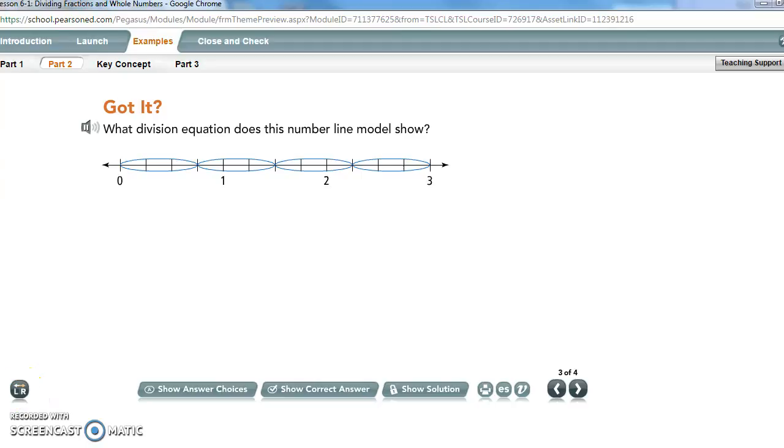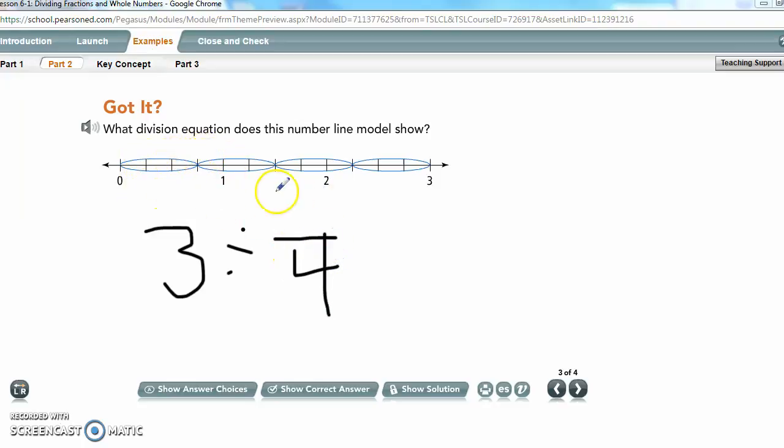What division equation does this number line model show? So first of all, where do we start? Well, we start at 3, right? And how many tick marks, or what are we cutting each number into? 1, 2, 3 fourths, right? So we have 3 divided by, well, if we know that these are all cut into fourths, 1, 2, 3, 4, how many fourths are in an oval? 1, 2, 3. So we started at 3, in each oval we have 3 fourths. And how many blue ovals do I have? I have 4. Go ahead and copy that down.